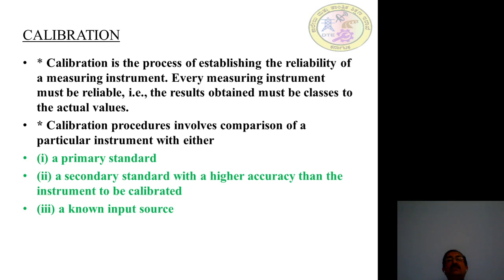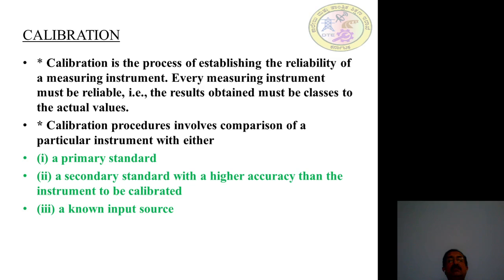You may know one instrument called the proving ring. You take the proving ring and keep it between the jaws. Then you apply the compressive load. Suppose you put 1 ton of load, then the proving ring has to show 1 ton. Then you can tell that the UTM you are using is a perfect one. Otherwise, you have to set it right or repair it. So all measuring instruments should be calibrated once in a year or as specified by the government.